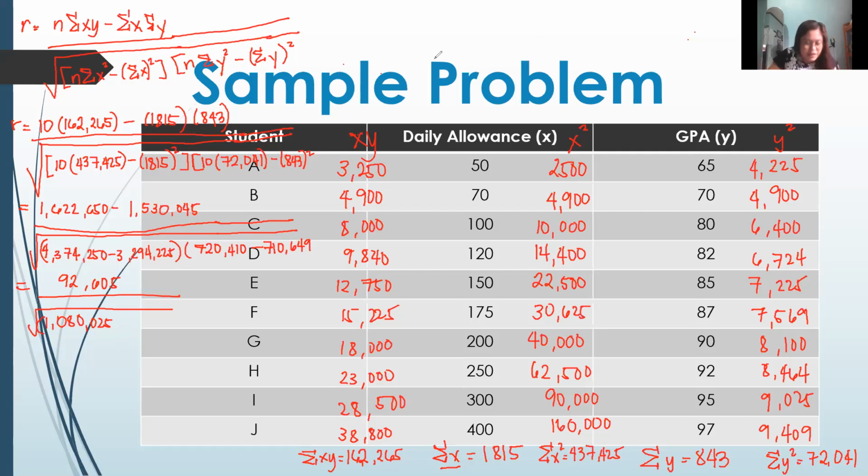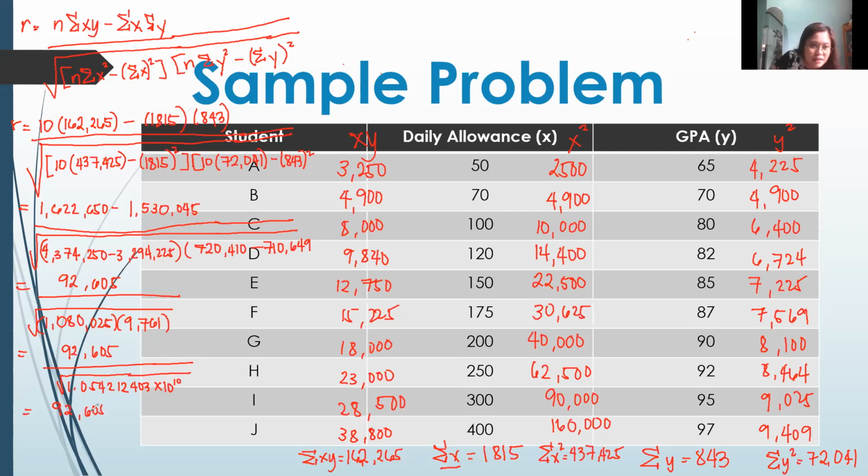This is multiplication here, class. 720,410 minus 710,649 is 9,761. So next, 92,605 divided by the square root of 1,080,025 times 9,761 is, that is very big. I will use scientific notation: 1.054212403 times 10 raised to the power of 10. So let's get the square root of that.